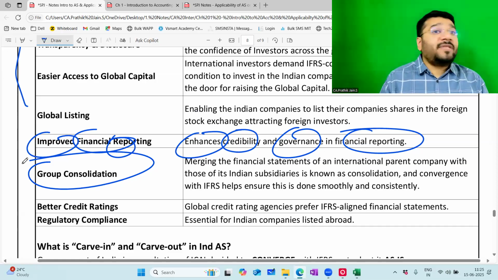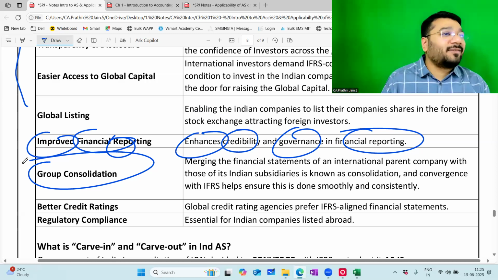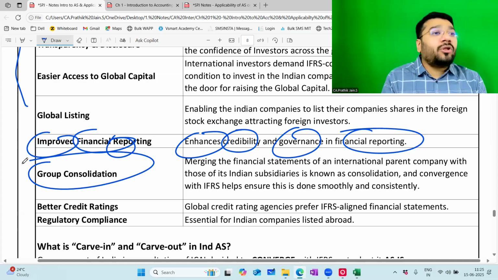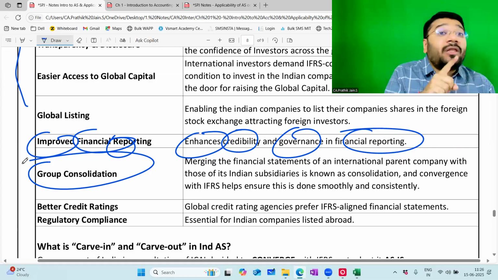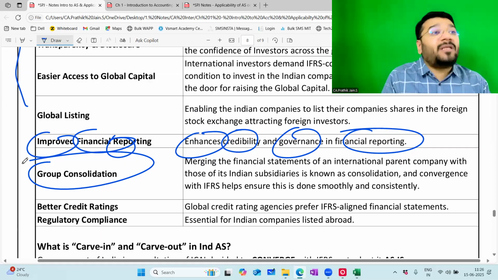I want to know, see, for you, the company is different, country is different. For me as an owner, all companies are my company, no boss. So what do I need? I want everything to be put together. I want to know the total turnover of all the countries put together. I want to know total profit of all the countries put together. I want to know the net worth of my company, all companies put together.